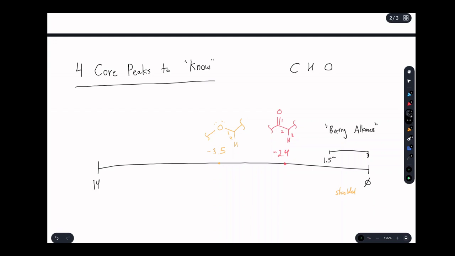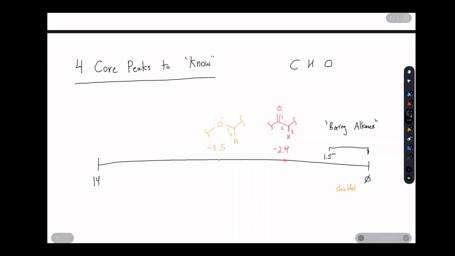Again, I would urge you to not memorize these numbers and apply them all the time, but to keep in mind that they're common numbers and things to think about when you see signals in that range. After all, it is organic chemistry.